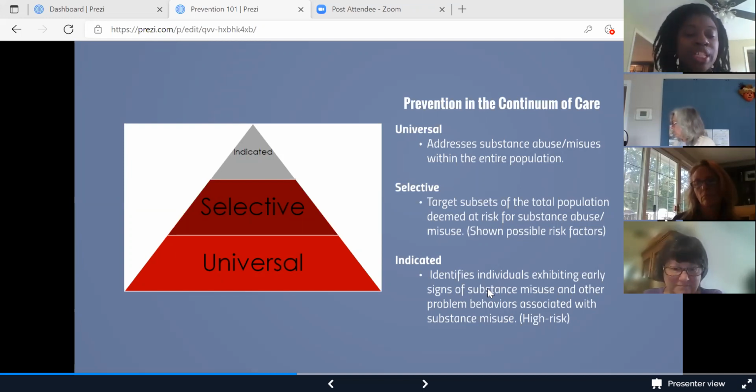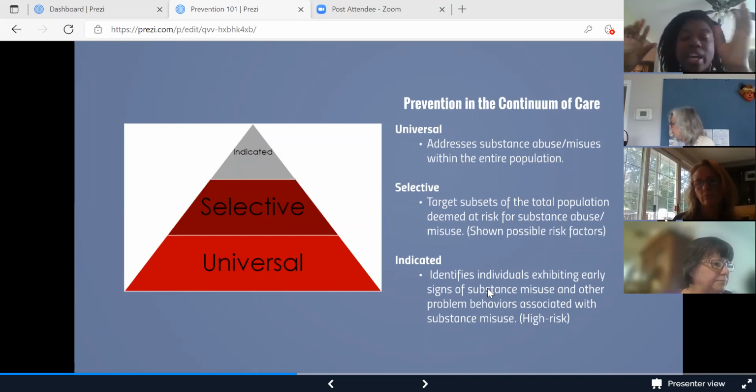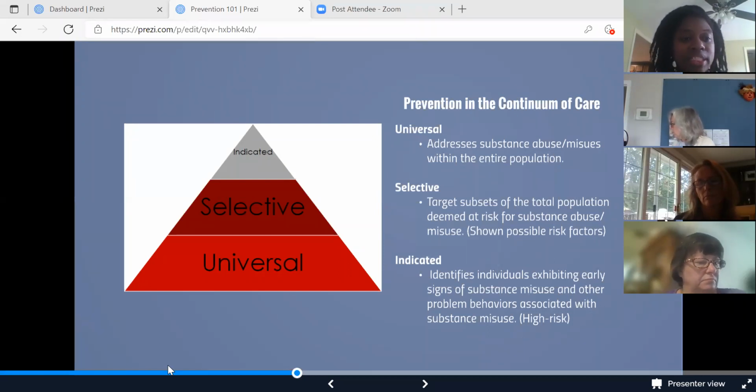For indicated, these are individuals within that specific selected population who are already exhibiting early signs of substance misuse or other problem behaviors associated with substance misuse. So these individuals are going to be at a higher risk. If my demographic from the city of Hartford is Hispanic men under the age of 30, I have already encountered men who are displaying the risk factors for misuse for this selected population, and I would identify those individuals. We'll go over what exactly our risk factors are in the next module.